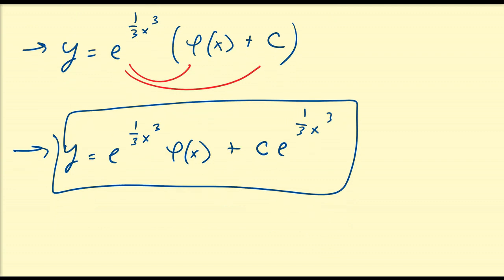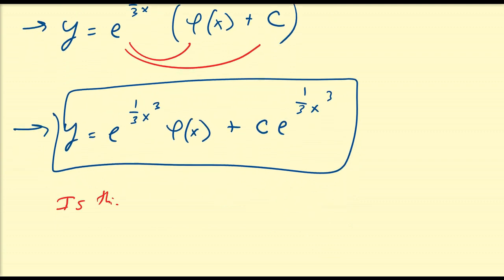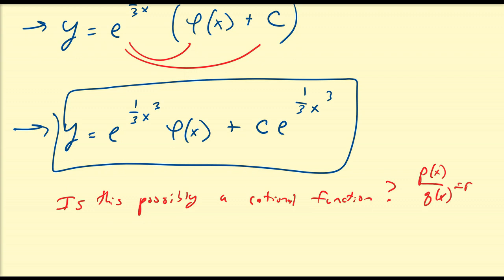So our next question becomes, is this possibly a rational function? When I say rational, I mean p of x over q of x, where p and q are polynomials. So can we rewrite this in this form? The first observation is that the constant is just a constant, and we have this exponential term, and you cannot rewrite this exponential expression as a rational function. It's not even in the same class of functions.